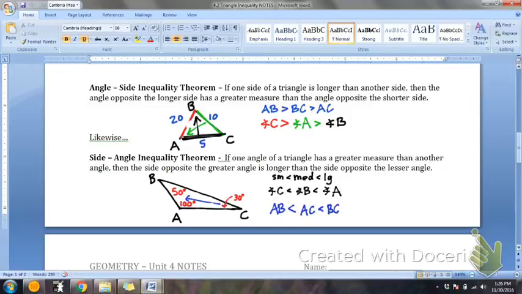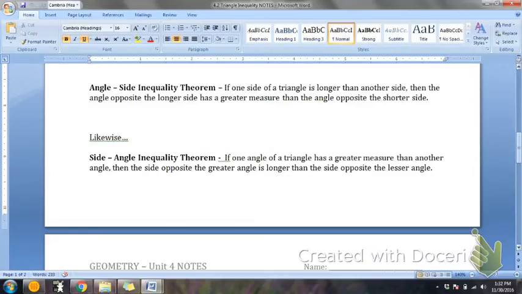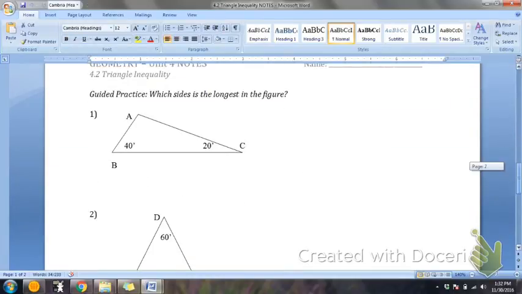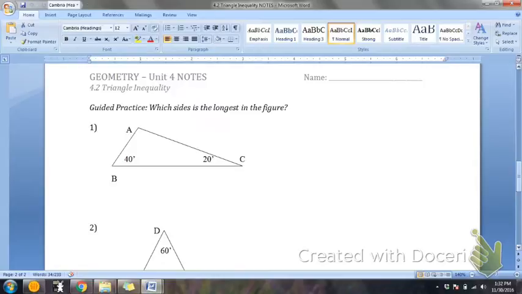All right, now let's do some actual examples. Let's do some practice problems on the back. Okay, which side is the longest in the figure? If it's asking for sides, that means I need to start with angles. So let's make ourselves a little note here. Which sides are the longest? So that means start with the angles.